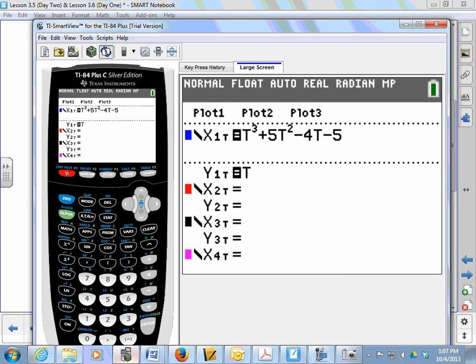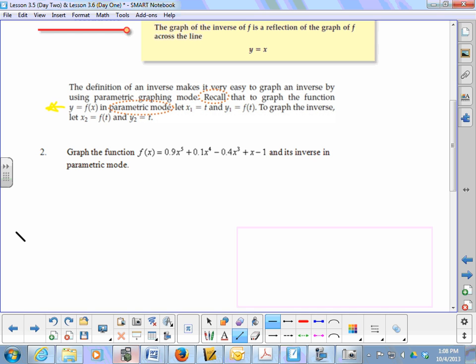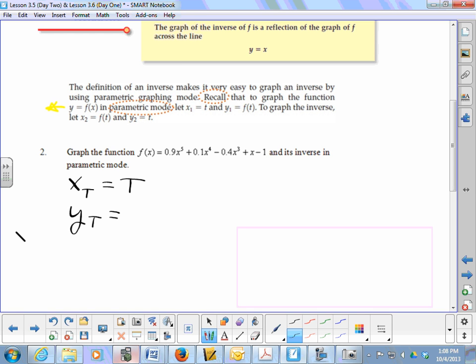Right, so when we go to our y equals, we have t's. To graph the original function, I will say that x sub t is equal to t. We'll always just let x equal the parameter t itself, and then y sub t is going to be the function using t instead of x.